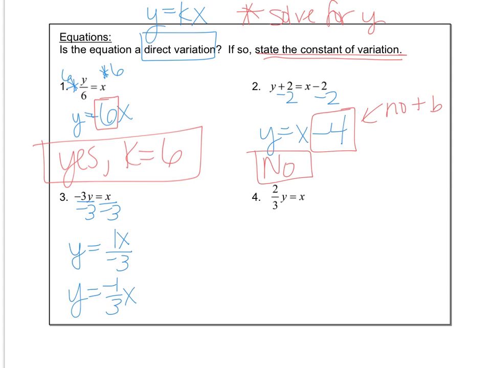So now this is a direct variation. There's no adding or subtracting going on. So I can say yes. And now clearly I can see that my constant of variation is that fraction I pulled out, negative 1/3.